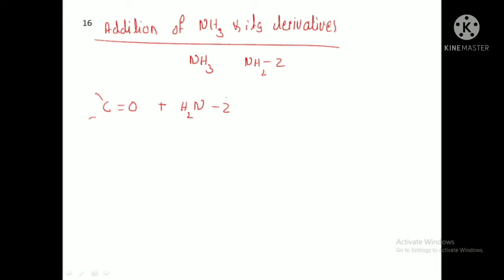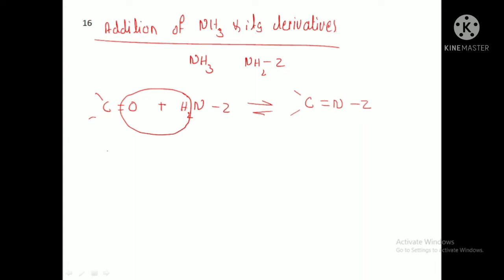What I'll get: removal of a water molecule takes place from here. The water molecule will be removed, so C double bond N-Z is the final product. So this is the general reaction. Remember only this reaction, that is more than enough. You can write any reaction of aldehydes or ketones with ammonia and its derivatives.